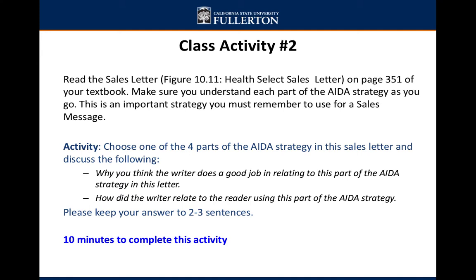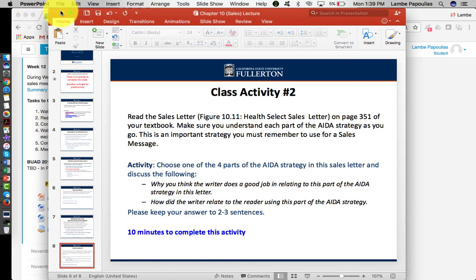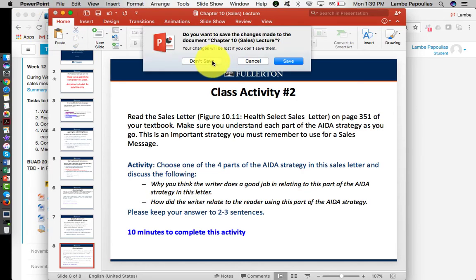So for your activity, choose one of the 4 parts of the ADA strategy in the sales letter and discuss the following. Why you think the writer does a good job in relating to this part of the ADA strategy in this letter, and how did the writer relate to the reader using this part of the ADA strategy. And again, this isn't something you have to turn in. It only needs to be about 2 to 3 sentences long for each answer. So go ahead and keep that in mind.